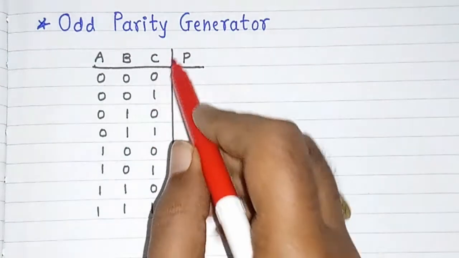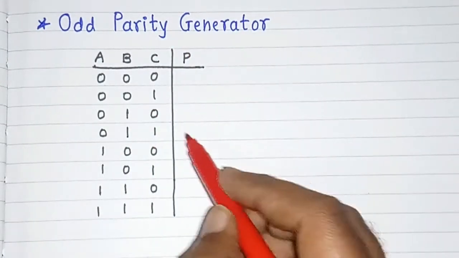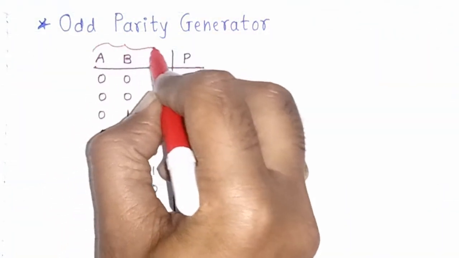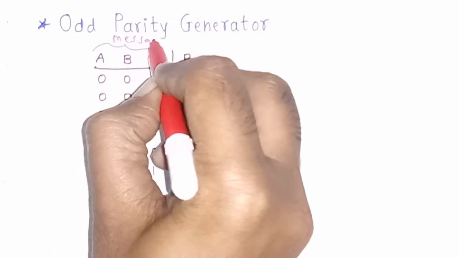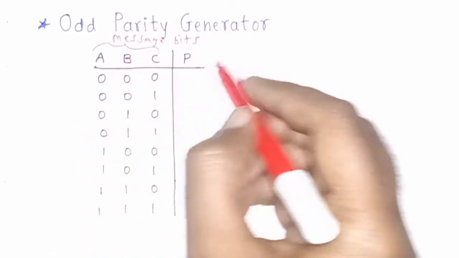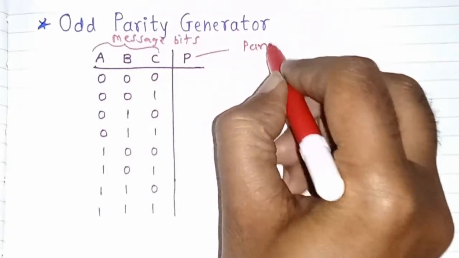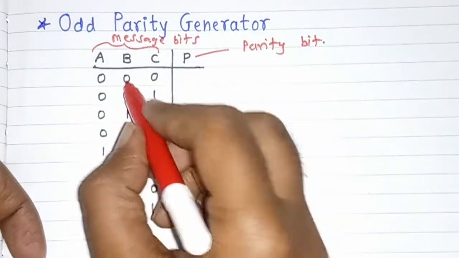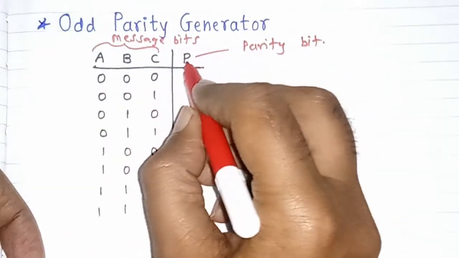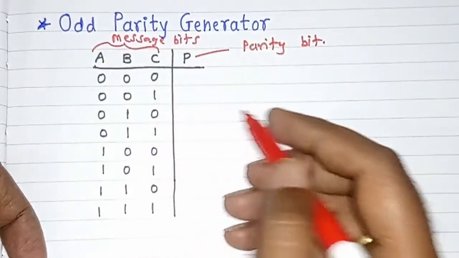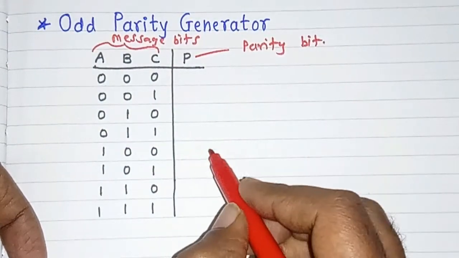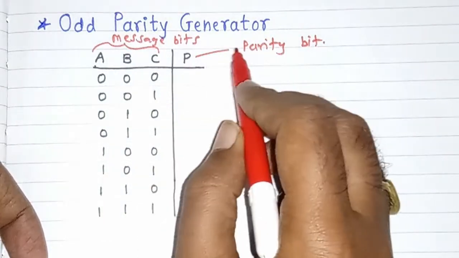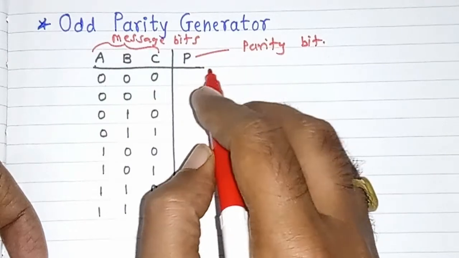Now let us see the odd parity generator. Consider that we want to send this 3-bit information, the message bits. And what is this P? P stands for parity bit. The transmitter will not send only the message bits, but it will send the parity bit also, because the receiver should come to know whether the received data has any error or not. That's why the additional parity bit must be sent along with the message bits.